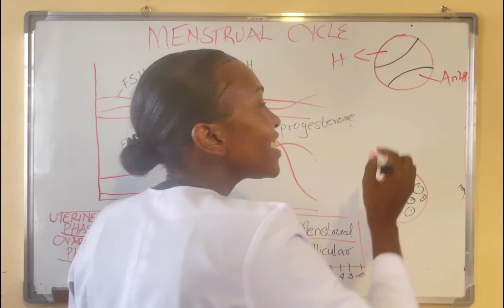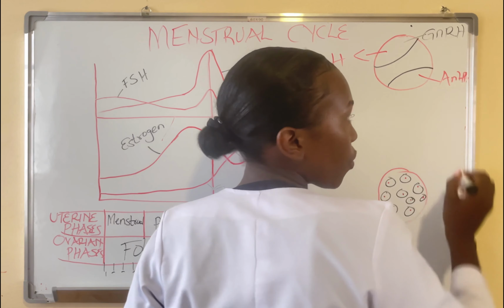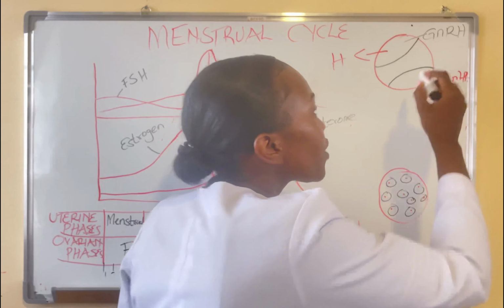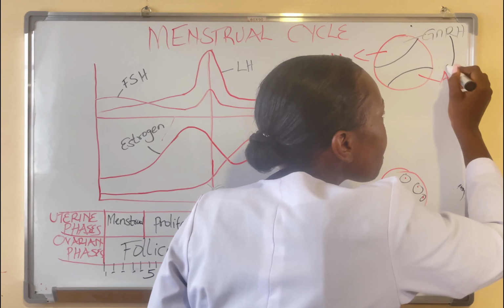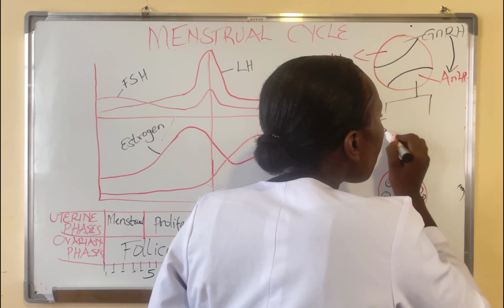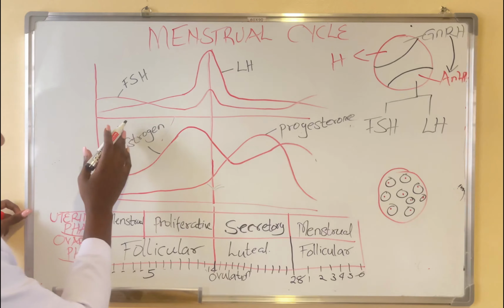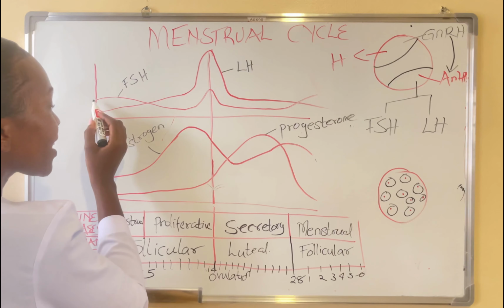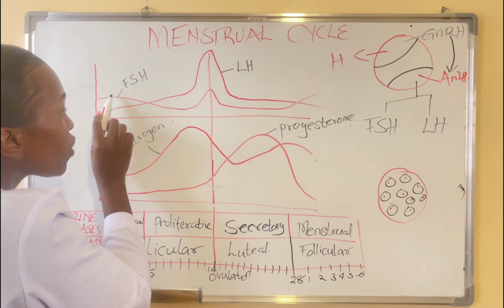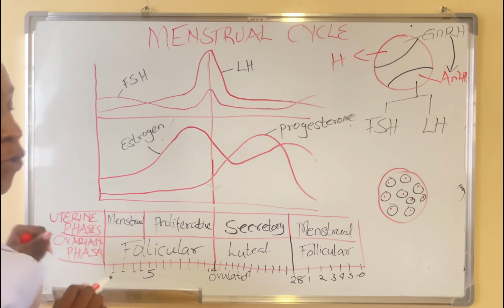The brain releases what we call the gonadotropin releasing hormone. It is like a messenger that sends signals to the anterior pituitary gland, telling it, my friend, release follicle stimulating hormone and luteinizing hormone. I also want to take you to this diagram. You can see the anterior pituitary gland is releasing follicle stimulating hormone and luteinizing hormone. The follicle stimulating hormone at this particular time is in higher amounts compared to the luteinizing hormone.